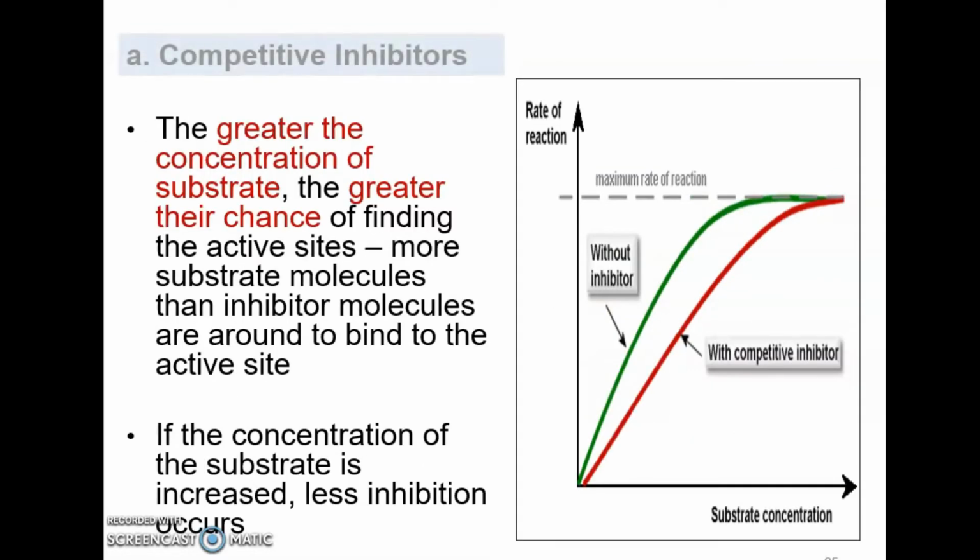Okay. The greater the concentration of substrate, the greater their chance of finding the active site. So how kita nak overcome? Macam mana kita nak overcome? Nak bagi supaya yang menang untuk fit dengan, untuk attach dengan active site tu adalah substrate? Mudah saja. By increasing the concentration of the substrate. When the concentration of substrate increases, it will increase the chance of the substrate to bind to the active site, okay, compared to the inhibitor.